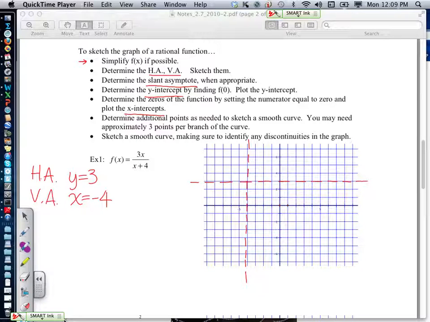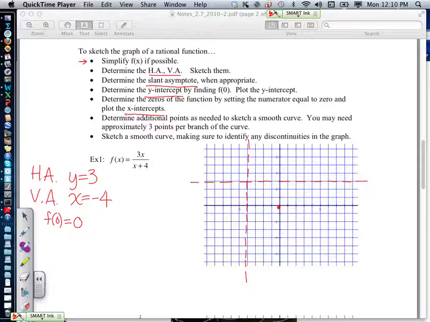Okay? And so now we want to find x and y intercepts. Okay? So let's plug in a 0 for x. When we check f of 0, we end up with 0 over 4. That's 0. So if I plot the point (0, 0) right here, I've essentially found the x and the y-intercepts at the same time, okay? When x is 0, y is 0. When y is 0, x is 0. So there's only one intercept. All right, so that gives us a little bit of an idea of the graph.